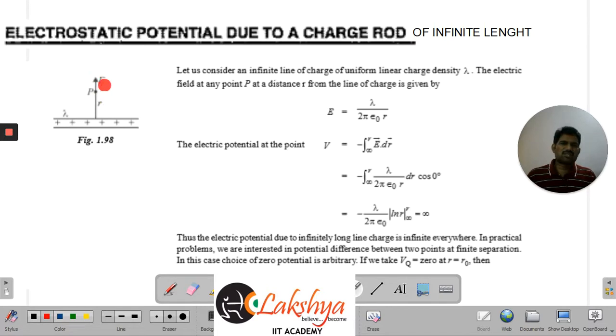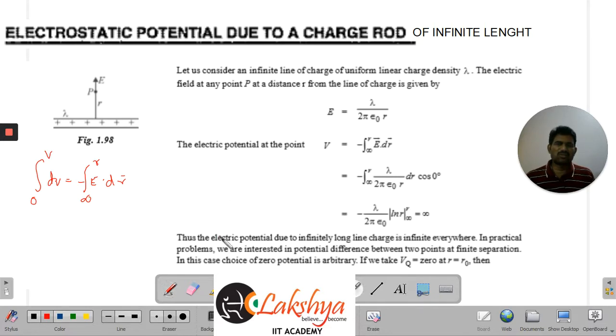And we know the electric field expression here. The electric field due to this infinite line of charge at this point we can write as lambda by 2 pi epsilon naught r. Now we know the E-V relation, which is dV equal to minus E bar dot dr bar. Then according to the given limits we integrate this. At infinity we consider the potential as 0, and at distance r we take the potential as V.